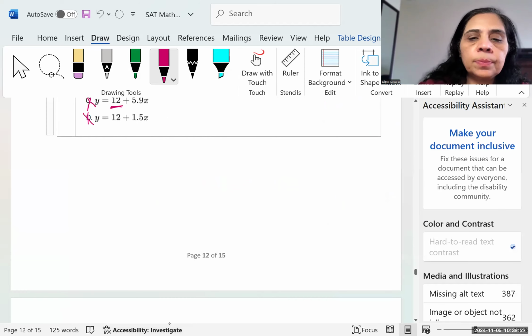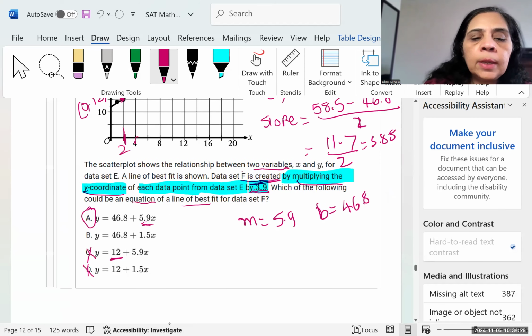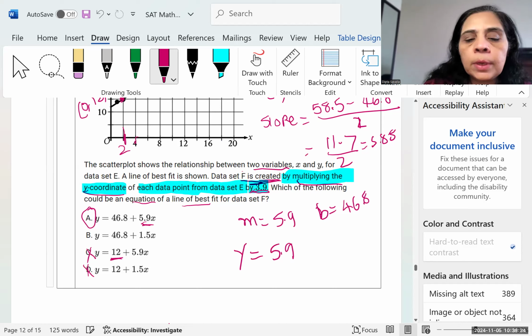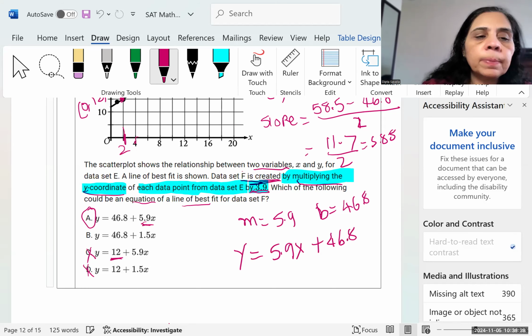So we can write the equation: y = mx + b. So 5.9x plus 46.8. Okay.